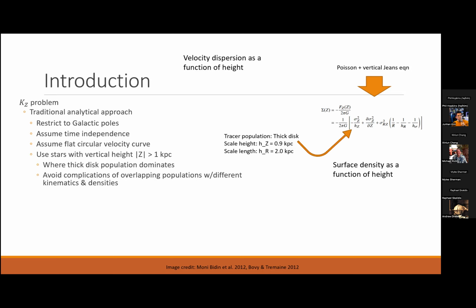So all of the previous studies used stars with vertical height of greater than 1 kiloparsec. That's where the thick disk population dominates. And this helps to avoid complications of overlapping populations with different kinematics and densities. So they could basically adopt the scale height and scale length of the thick disk without having to distinguish thick disk, thin disk, and halo stars.